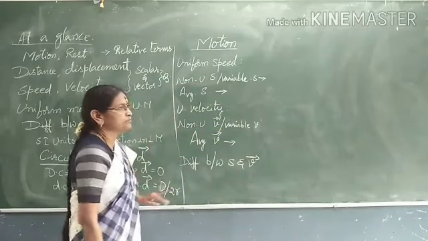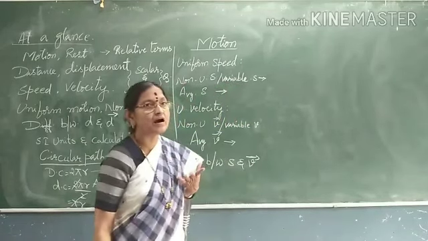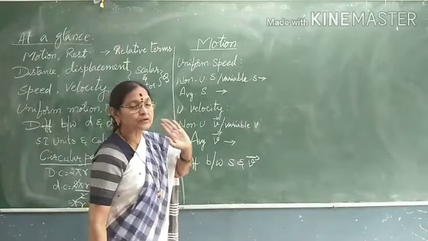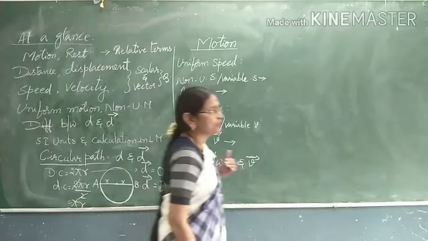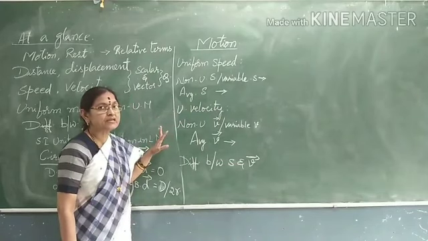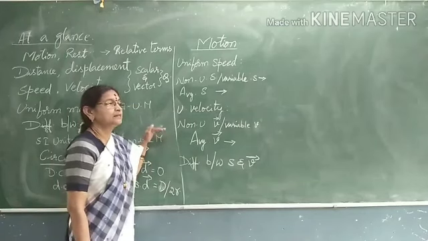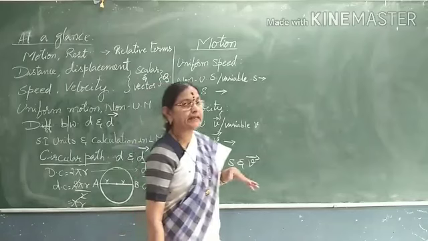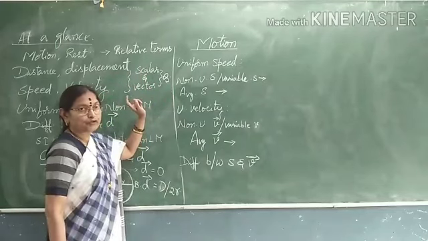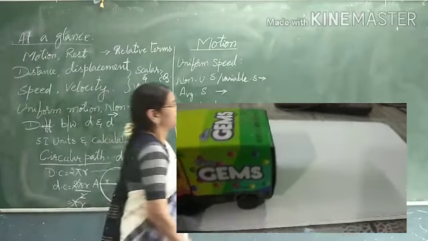Before going to uniform speed, yesterday we already studied what is speed, the rate of distance, or mathematically speed is distance covered by time. That is, the distance covered by a moving body in unit time is called speed. What is velocity? Rate of change of displacement. The distance covered by a moving object in a particular direction in unit time, that is the displacement by time.